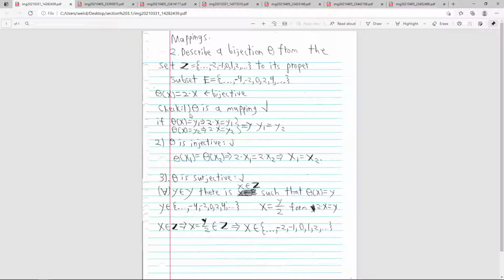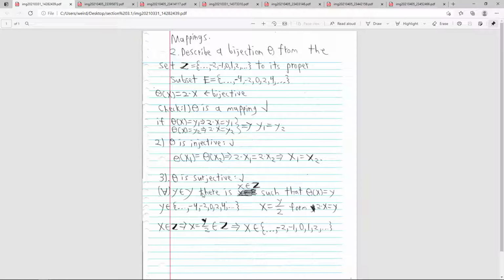Even though I don't necessarily need to show it's a mapping because it's obvious, more importantly there is the injective and surjective part. Theta of x1 equals theta of x2 implies that 2 times x1 equals 2 times x2, which further implies that x1 equals x2, and that's how you know it's injective. Theta is surjective, which we can also show simply.